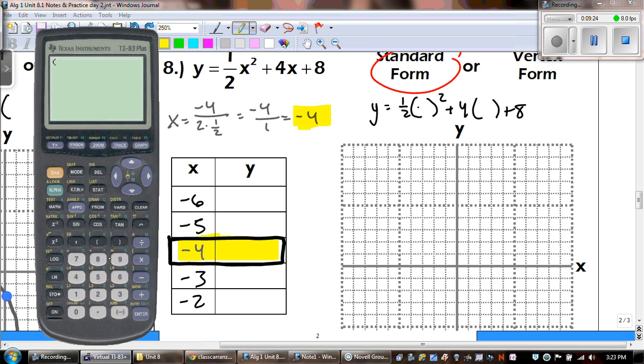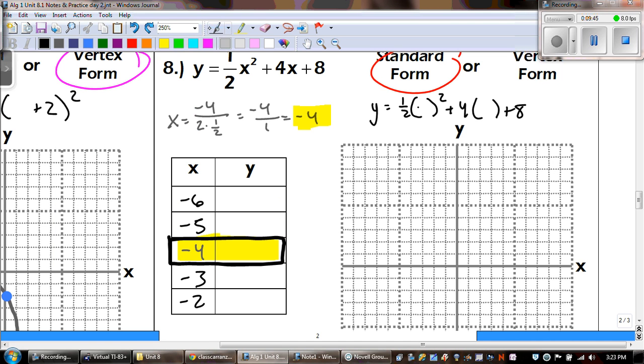So let's find out. We got our fraction 1/2 times our x value squared plus 4 times our x value plus 8. What do you get? I got 2. Why don't you guys pause the video and see if you can get the rest of the numbers all on your own. Okay, good luck.